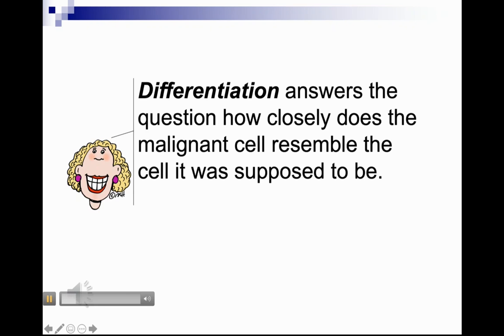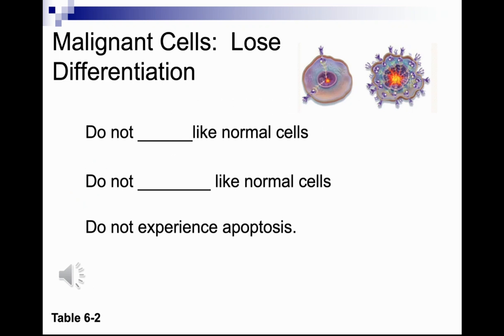So when we talk about differentiation, differentiation answers the question, how closely does the malignant cell resemble the cell it was supposed to be? Malignant cells lose differentiation. They do not look like normal cells. They do not function like normal cells, and they do not experience apoptosis.